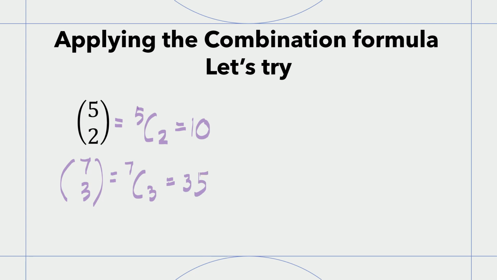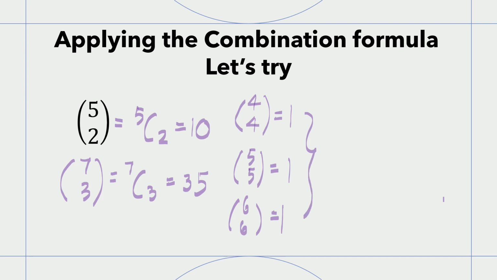Right, so what happens if I want to find 4C4? Okay, 4, shift, nCr, 4, you get 1. What happens if I want to get 5C5? 5, shift, nCr, 5, you get 1. If you want 6C6, you should also get 1. So from here, we can have a general form: if you have nCn, where n is a positive integer, you would get 1.